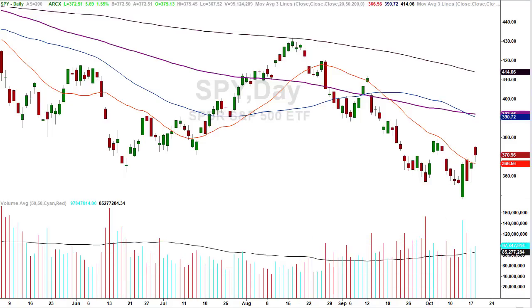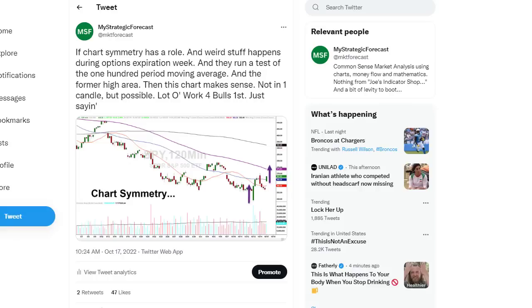Let's take a look from a bigger picture perspective at what they did. So they put in a reversal last week. They had a little pullback. And now from a symmetrical standpoint, they pretty much completed a lot of this thing. I put something out very similar using a 120-minute chart yesterday on Twitter. Here is that 120-minute chart along with the tweet from yesterday.